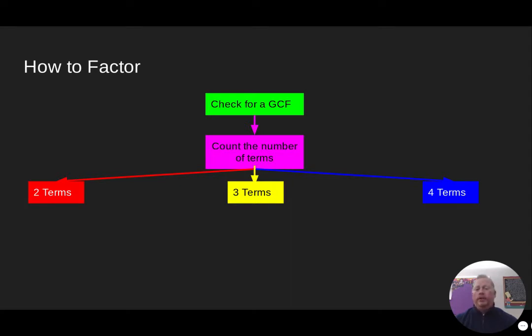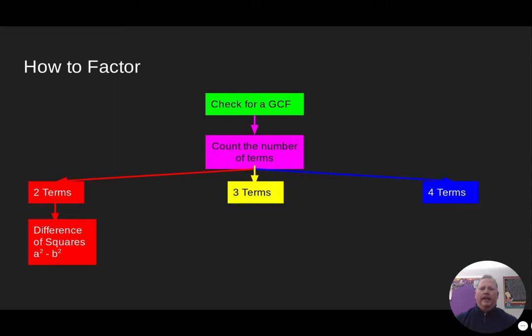Now, if there's only 2 terms, that's a pretty good indicator that it's going to be difference of squares. Now, not every polynomial that has 2 terms is definitely going to be difference of squares. It has to have a certain format. It has to be a squared minus b squared, meaning both terms have to be perfect squares, and there has to be a minus sign in the middle. But a dead giveaway that you're going to be looking at that type of factoring is 2 terms. That's the only type of factoring that has 2 terms.